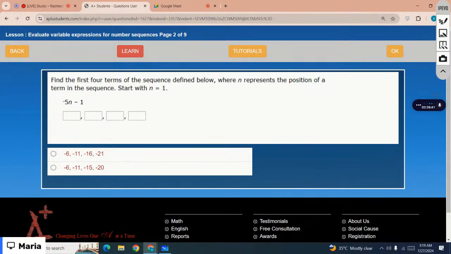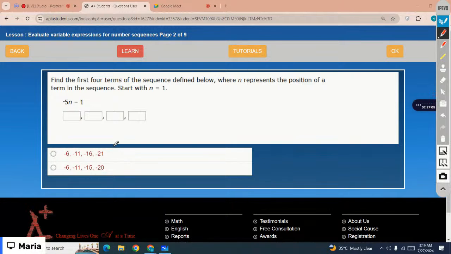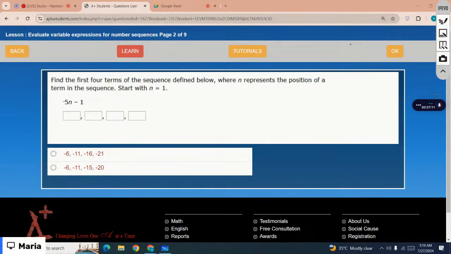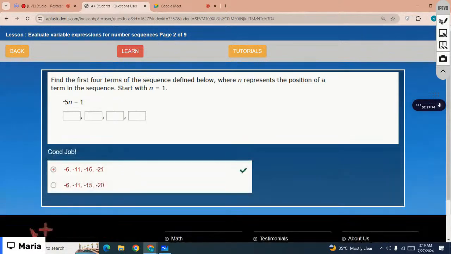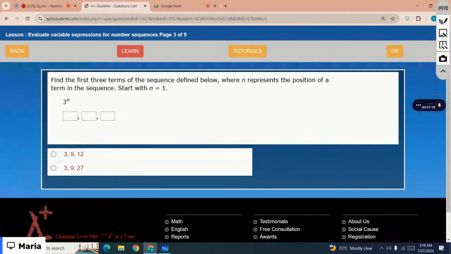Which is the correct option? Please do not guess the answers, right? You can evaluate and then write the answer in the chat box. That is option number 1 is the correct option. -6, -11, -16, and -21 is the correct option. Although you guessed the right one, but still please do not guess the answers.